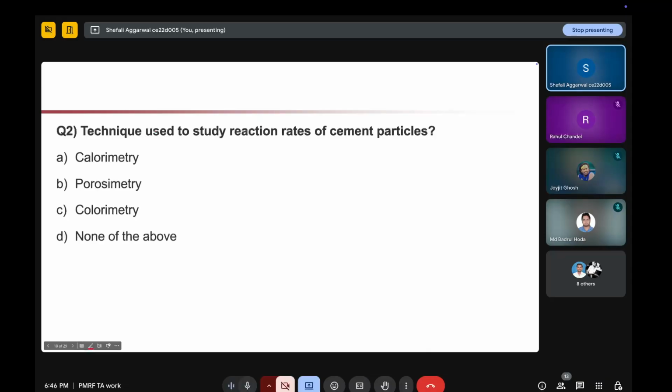Okay. Technique used to study reaction rates of cement particles: calorimetry, porosimetry, colorimetry, or none of the above. That is a very simple question. Calorimetry. Correct. A. Correct answer.